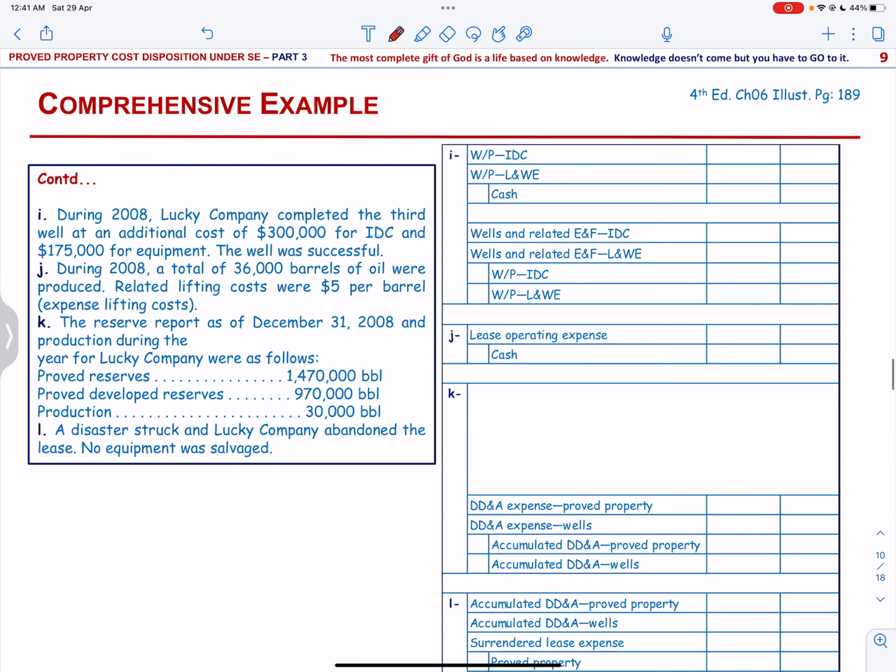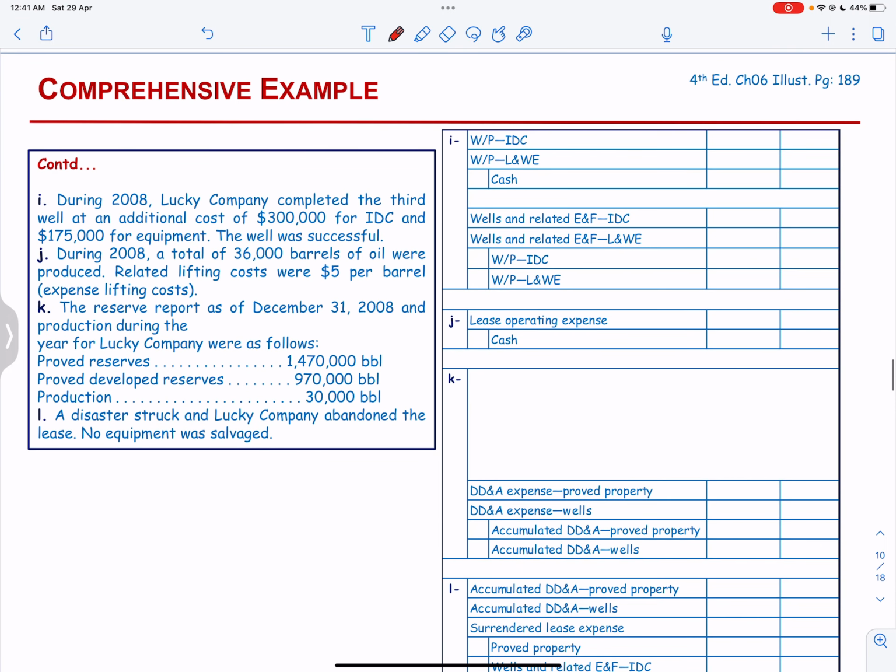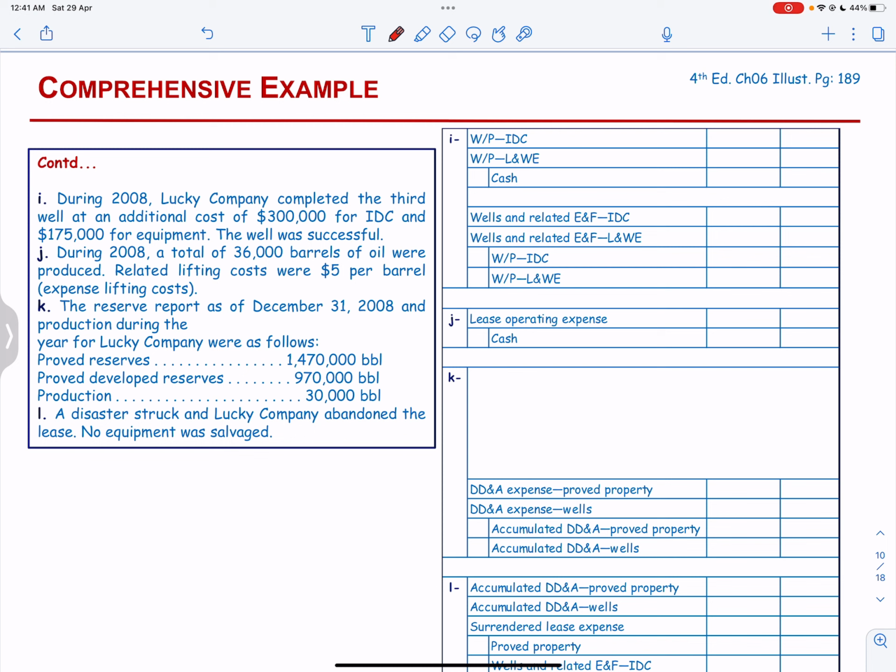Let us continue with this illustration. During 2008, Lucky Company completed the third well at an additional cost of 300,000 for intangible drilling cost and 175,000 for equipment. The well was successful. So the entry to record the additional cost will be wells in progress intangible drilling cost debit by 300,000, and lease and well equipment debit by 175,000, and cash will be credited by 475,000.